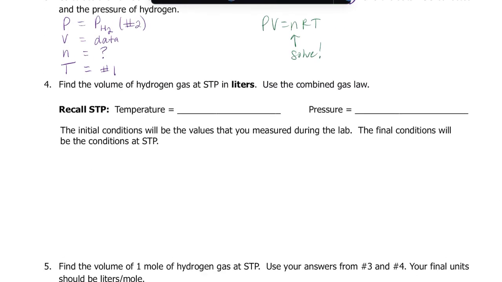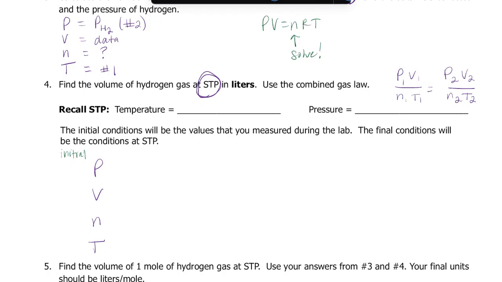For number 4, we want to calculate the volume of hydrogen now at STP. And in order to do this, we're going to use the combined gas law. Remember, the combined gas law formula is P1 V1 over n1 T1, that's going to equal P2 V2 over n2 T2. And when we calculate this, we have to think about what each of our values are. So we're going to think about P, V, n, and T. Our initial conditions are going to be the ones that we measured during our labs. We can call these our initial over here.